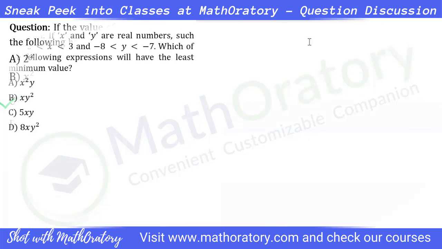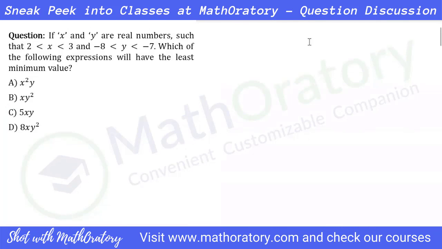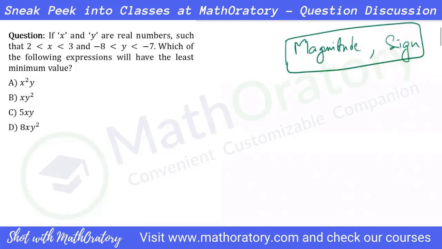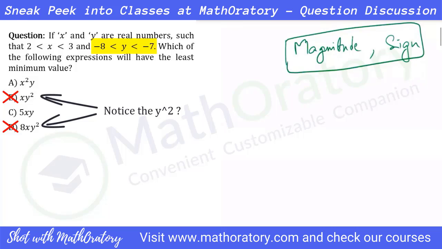When it comes to inequalities, just keep two things in check always: one is the magnitude and the other is the sign. We are looking for which of the following will have the least minimum value. Each of these expressions will have minimum values, right? Now, out of those minimum values, which one will have the least minimum value? That is the question. Now, we can quickly eliminate some of the options. B and D should be straight away eliminated. These two are not possible because for both B and D, the minimum value will itself be a positive number, and we are trying to find the least minimum value. As long as the minimum value is negative, that will be a lower minimum, right?